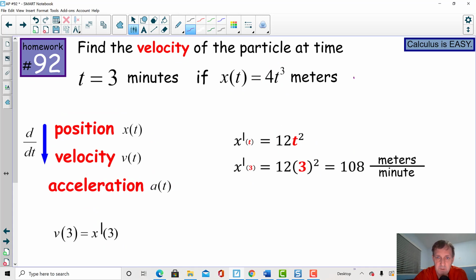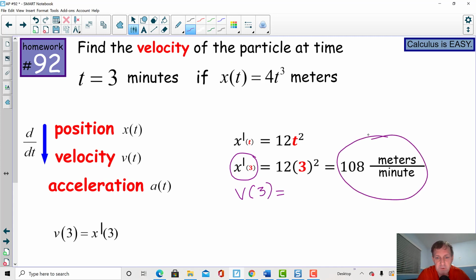Now, the units of the position function was meters. So when we do the derivative, we're going to get 1 unit of time on the bottom. And the time used in this question was minutes. So we're going to put a minute on the bottom. So our units are going to be meters per minute. So remember, this is the derivative of the position function. But again, that's the same thing as the velocity. So this is v of 3. We're getting 108 meters per minute.